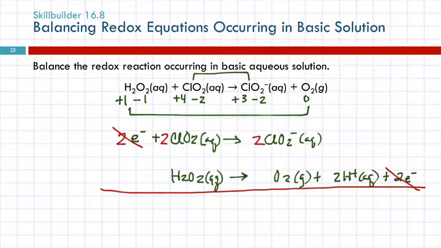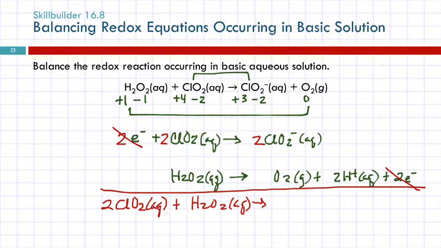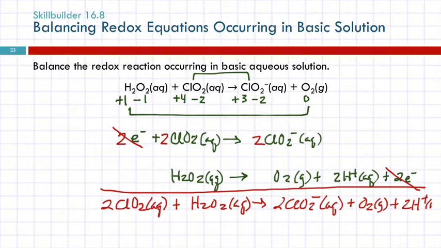So then we're going to copy down what's left. I'm going to get 2ClO2 aqueous plus H2O2 aqueous, and that gives me 2ClO2 minus aqueous plus O2 gas plus 2 hydrogen ions. You can double check and make sure that it's mass and charge balanced.